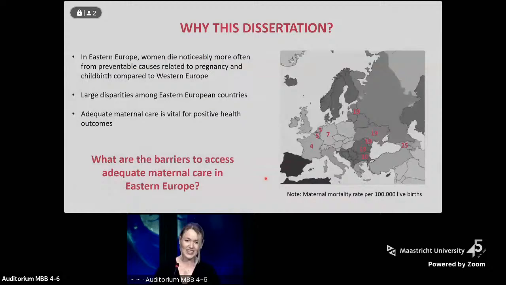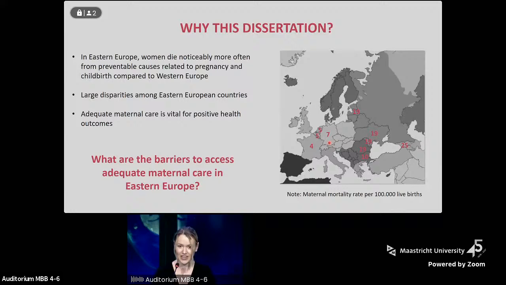So why this dissertation? In Eastern Europe, women die noticeably more often from preventable causes related to childbirth and pregnancy compared to Western Europe. Despite the East-West comparison, if you zoom into Eastern Europe, also large disparities exist. When you look at the picture on the right side, you can see some Eastern European countries that were included in this dissertation and the maternal deaths per 100,000 live births that exist there when compared to some of the Western European countries. A vital factor for positive health outcomes for all women is the access to adequate maternal care.